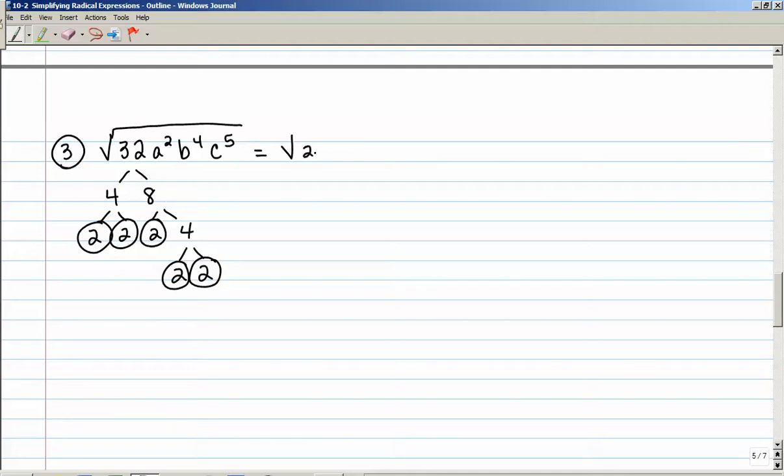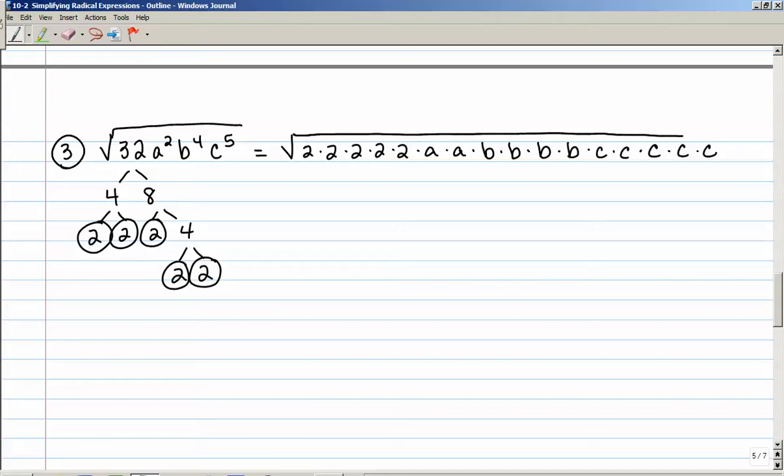And I'm going to take the time and write all of this out. So 32 is 5 2's, a squared is a times a, b to the 4th is 4 b's, and oh my, c to the 5th is 5 c's. And all of that is under the radical sign. Okay, so let's start buddying them up. Those 2 2's can become 1 2. Those 2 2's become 1 2. I don't have any other 2, so he has to stay there.